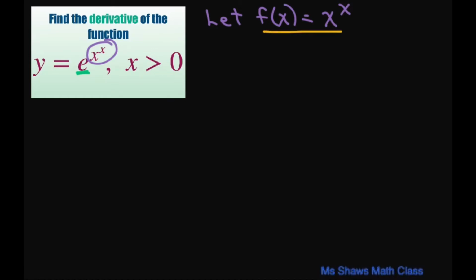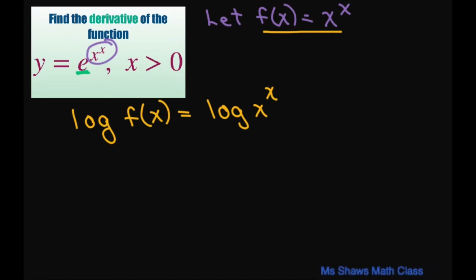So I'm going to differentiate both sides. If we have that, I'm going to take log of both sides. So log of f of x equals log of x to the power of x. Now using my power rule for logs, this is going to be log of f of x equals x times log of x.